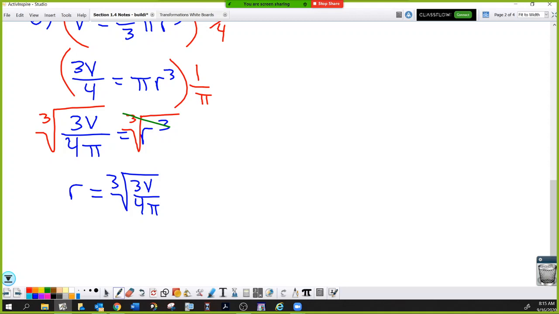And if you were to put a plus or minus in front of a cube root, people might look at you crazy because you only need plus or minus when you are canceling even powers.